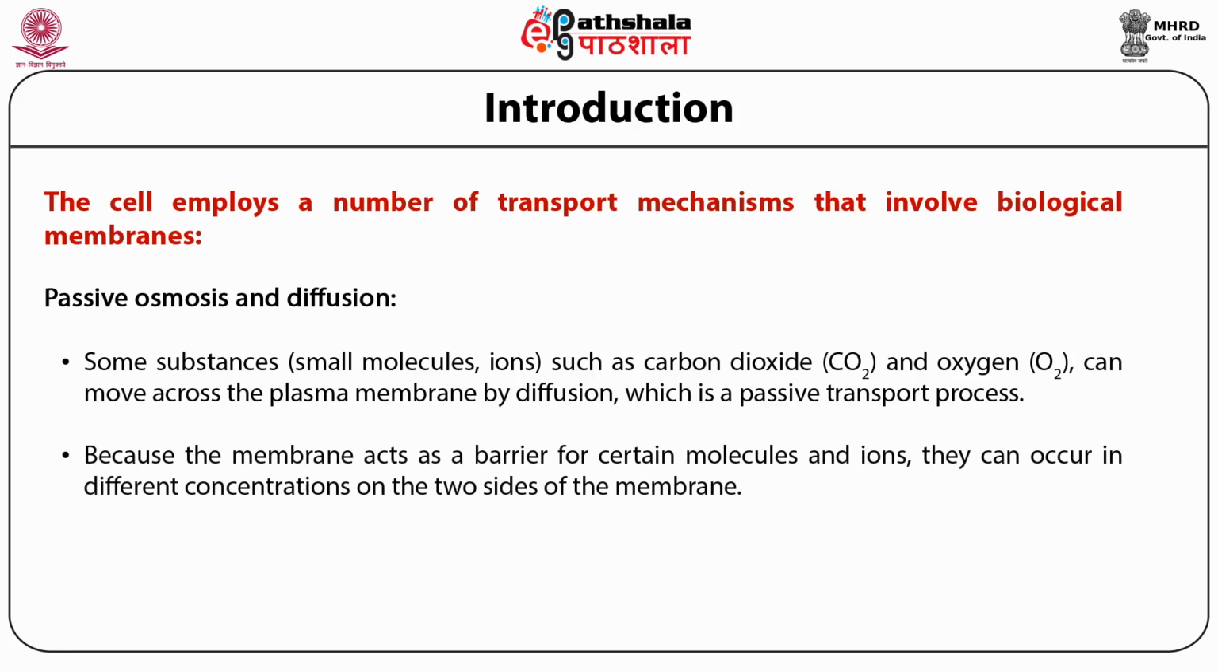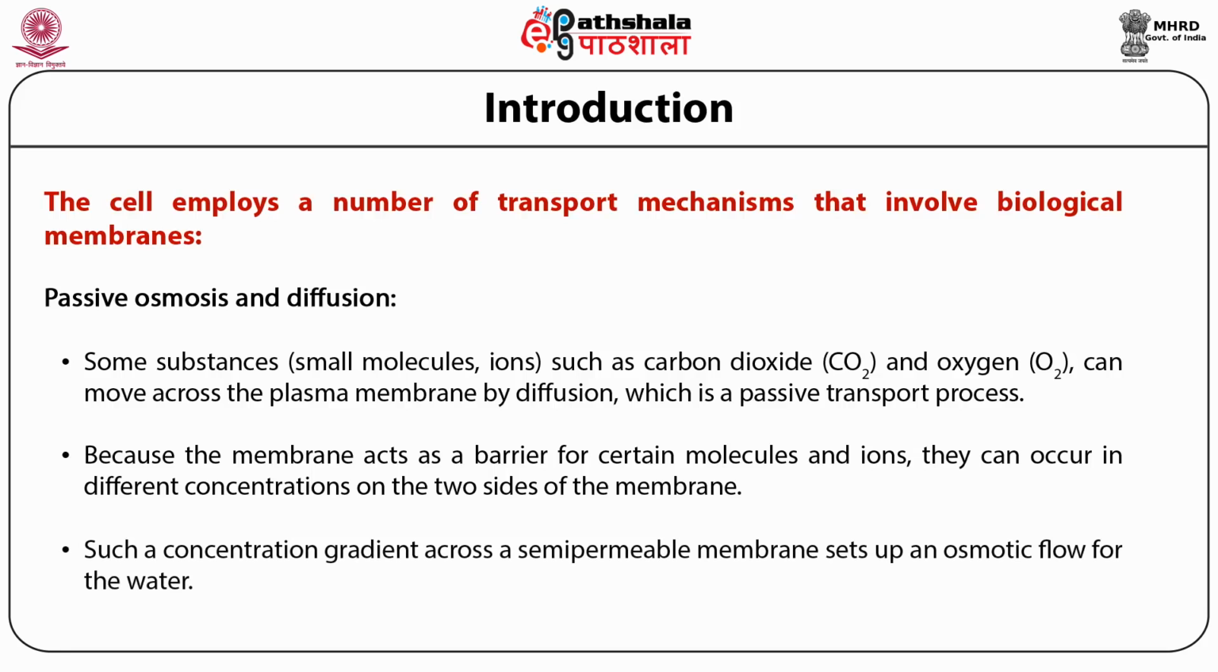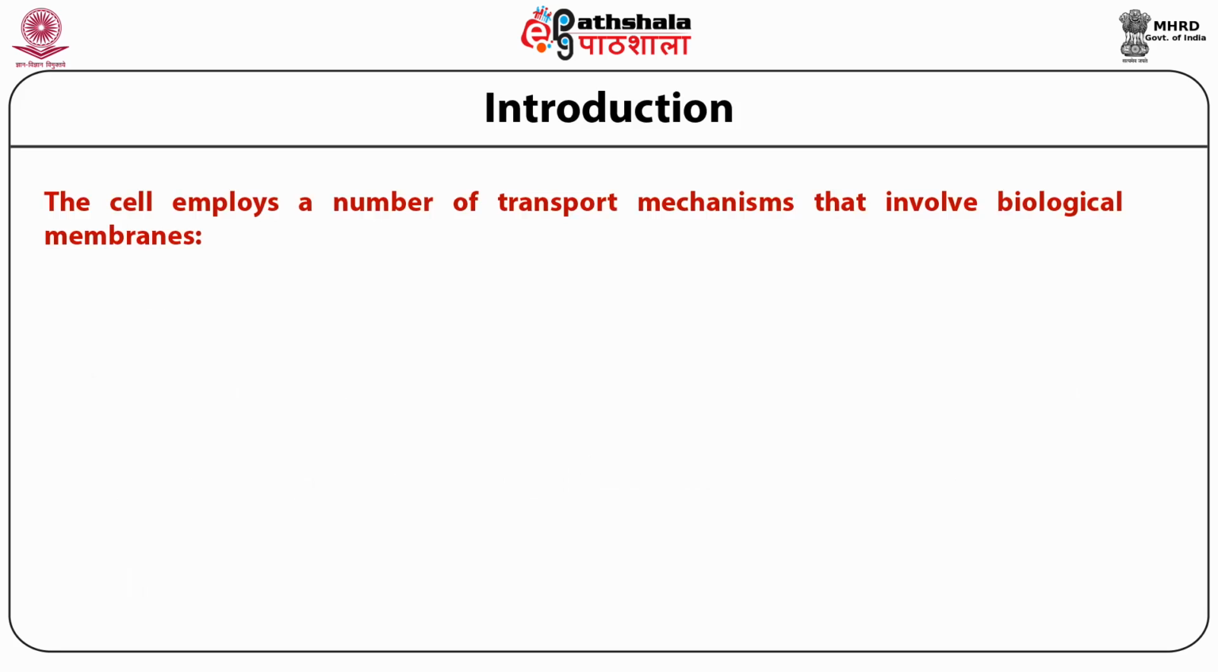Because the membrane acts as a barrier for certain molecules and ions, they can only passively osmose or diffuse if there is a different concentration of these molecules across the membrane. Such a concentration gradient across a semi-permeable membrane sets up an osmotic flow of water. The second transport mechanism by the membrane is facilitated transport.